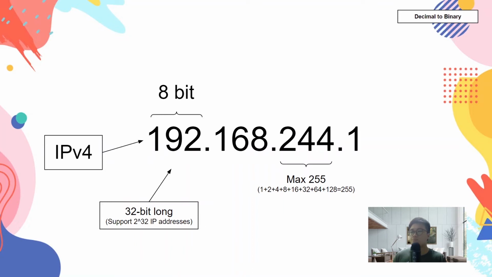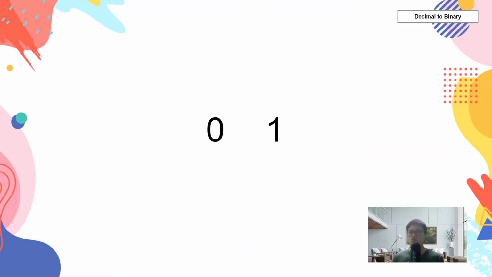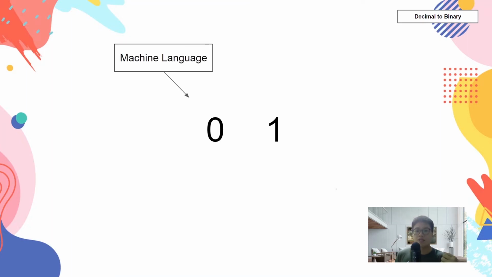So what are binary numbers? You can see here, binary numbers are 0 and 1. There are only these two states, 0 or 1. That's why it's called binary. This is machine language. Machines understand binaries, so when we look at the IP address, it needs to be converted to binaries so that the machine can understand and process it.